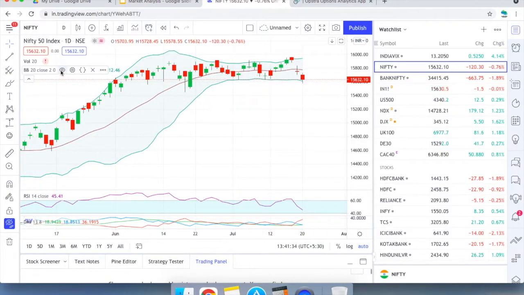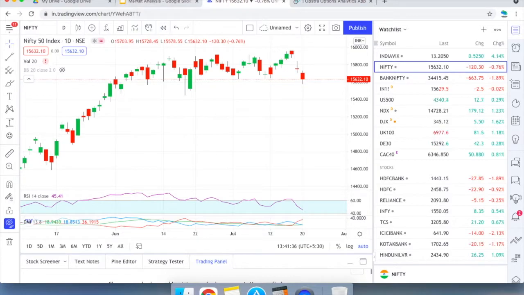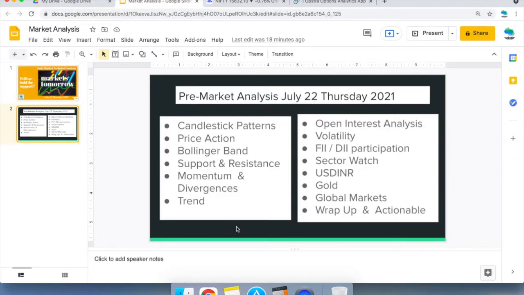Until then, there is no point in predicting. So that's about the Bollinger Bands and volatility expansion. Support resistances remain the same. We are at a support level that we have seen.